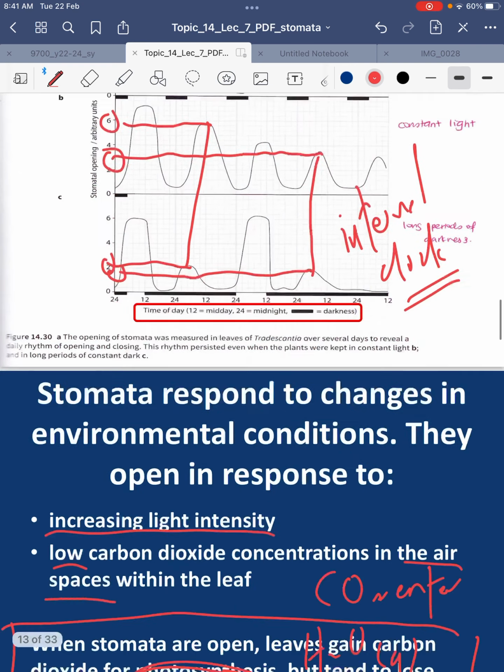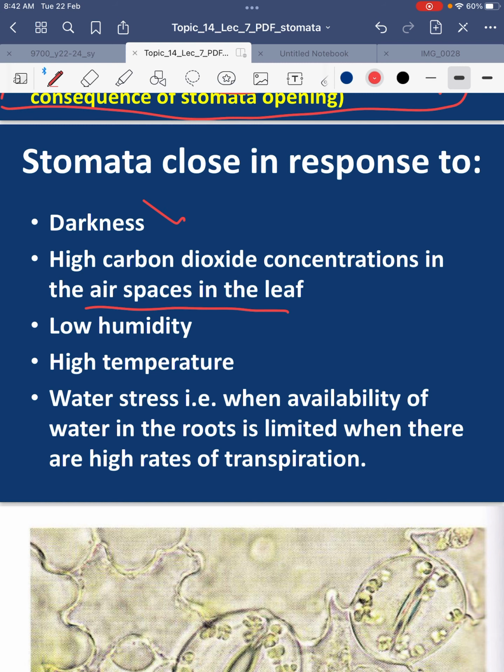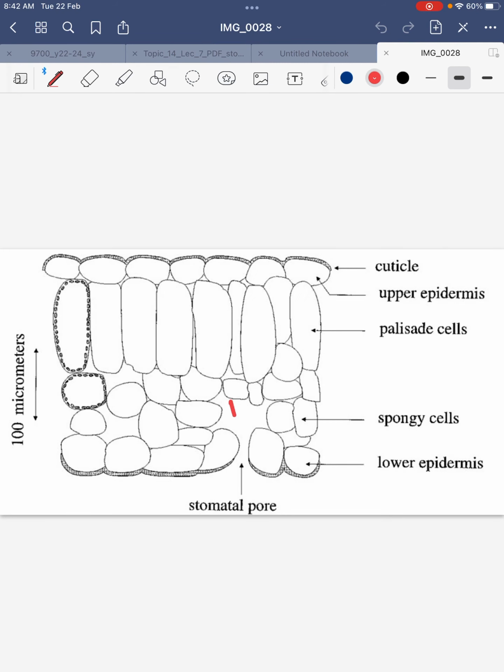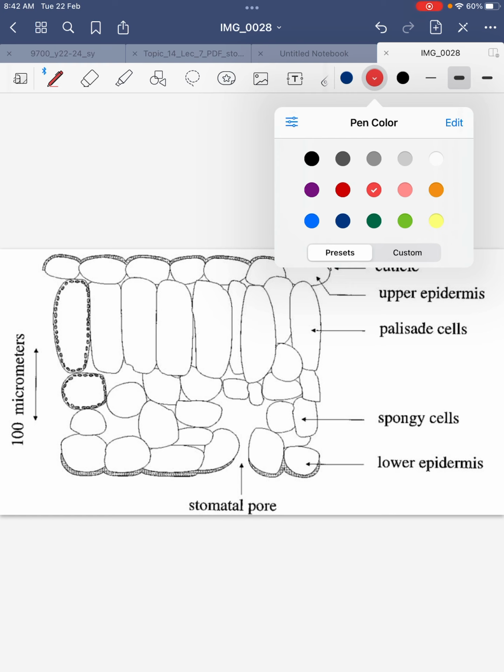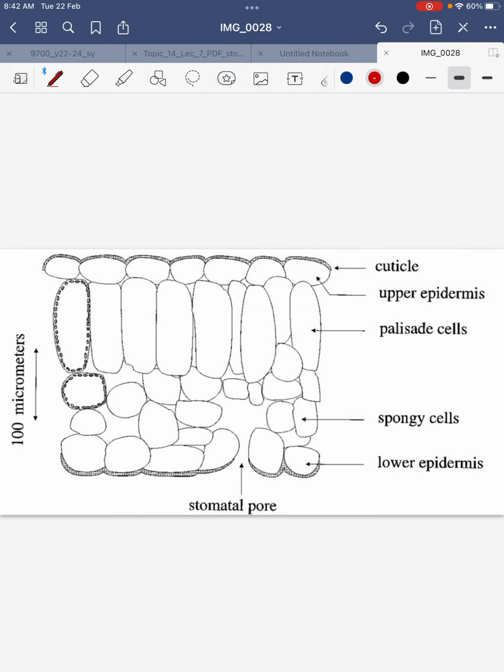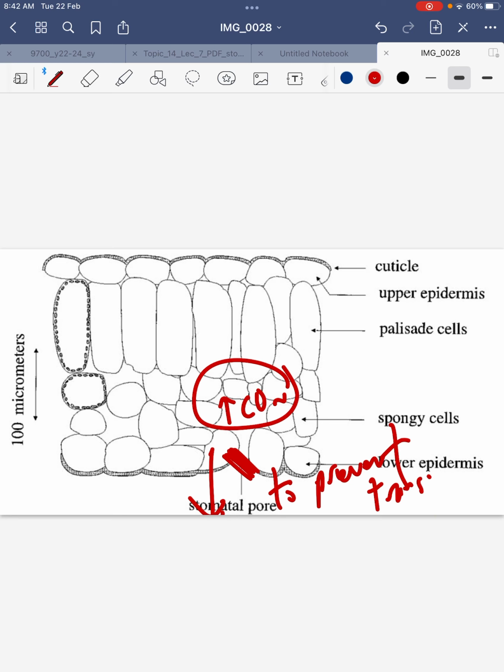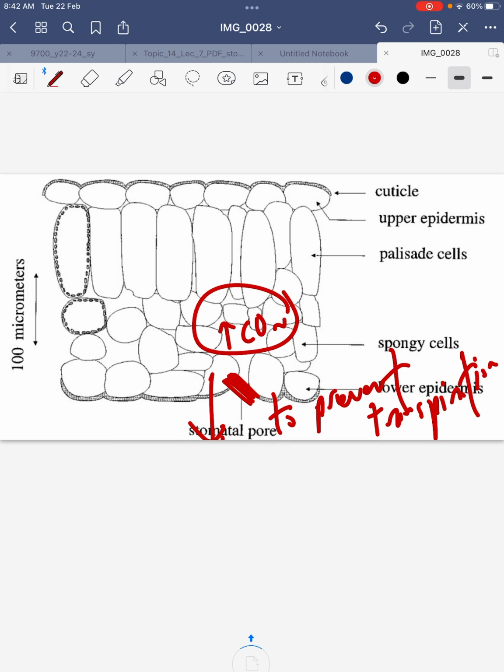High concentration of carbon dioxide in the leaf, so there's no need to open the stomata. For example, if there's a high CO2 concentration here, this stomata will close, because there's no need to open the stomata when it has lots of carbon dioxide already. This is to prevent transpiration, to prevent excessive water loss, the loss of water vapor.